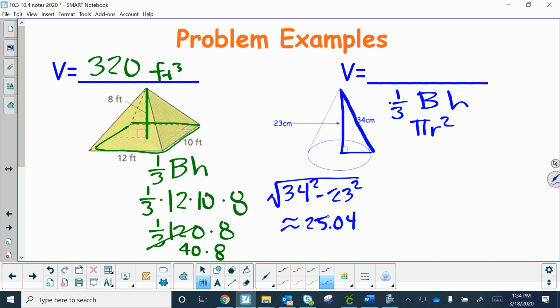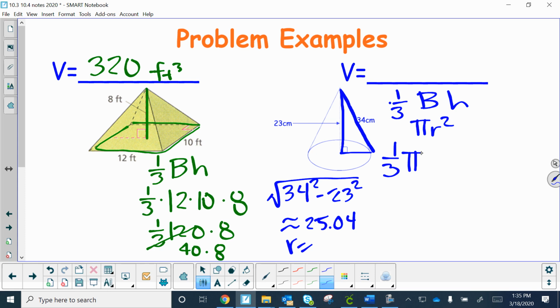25.04. So this is our radius right there. Okay, so we're just going to go ahead and round that. You could leave it in radical form if you like. That's always a good idea, but we'll just go ahead and use a decimal. So we have 1/3 pi. Actually, let's go back and leave it in radical form. That doesn't sound like a bad idea.